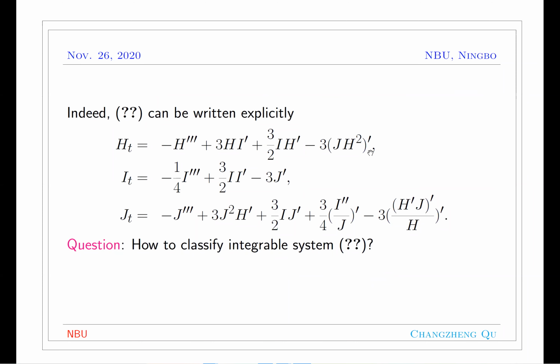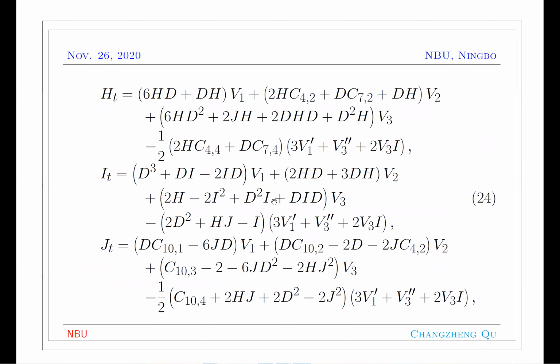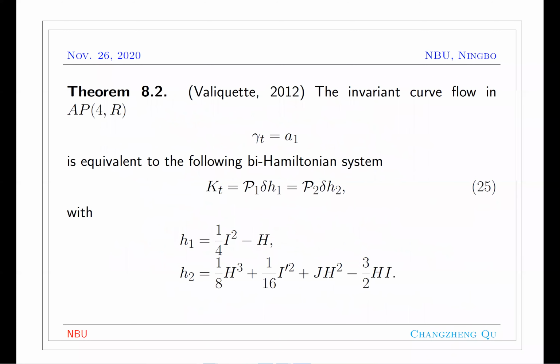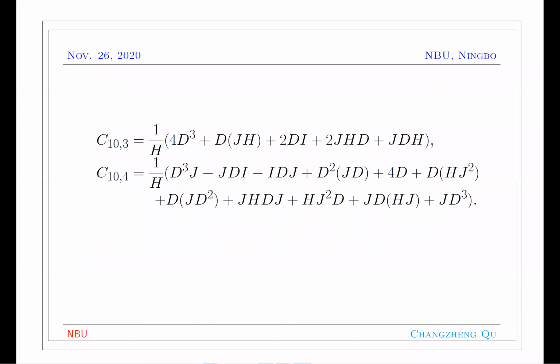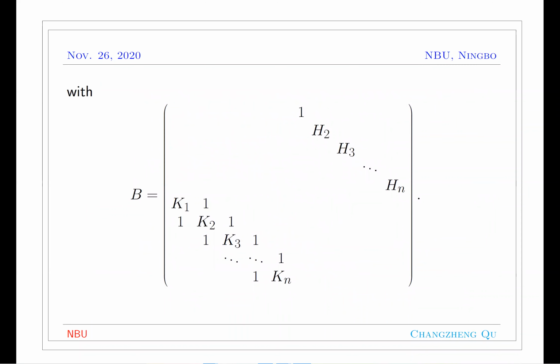This is a rational integrable system, and it has a bihamiltonian structure. So the question here is how to classify the integrable systems of the 2+1 dimensional type for these complex systems. So this is the integrable curve flows in the affine-related geometries.